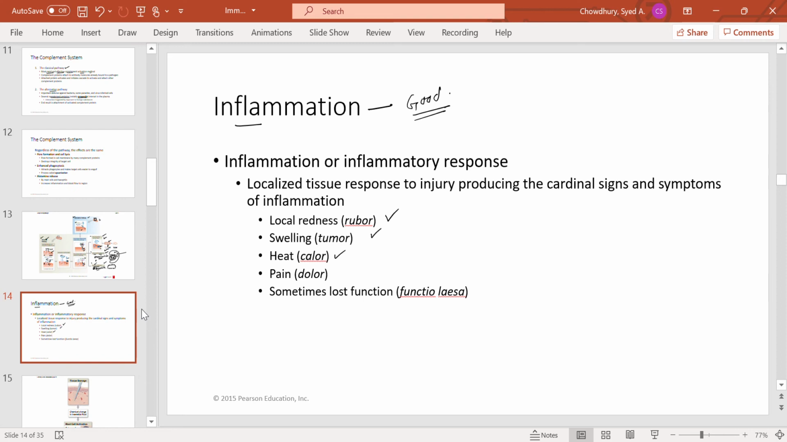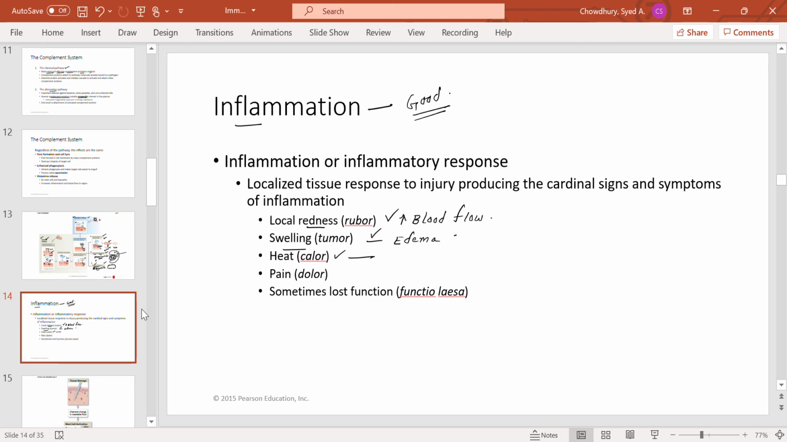Why does that area look red? Because more blood flows, blood vessels dilate, so blood flow increases. Increased blood circulation or blood flow. Makes sense? So that area would look red. And swelling, because some fluid will come out from the blood and that will accumulate in that area at the site of inflammation, and that will cause swelling.